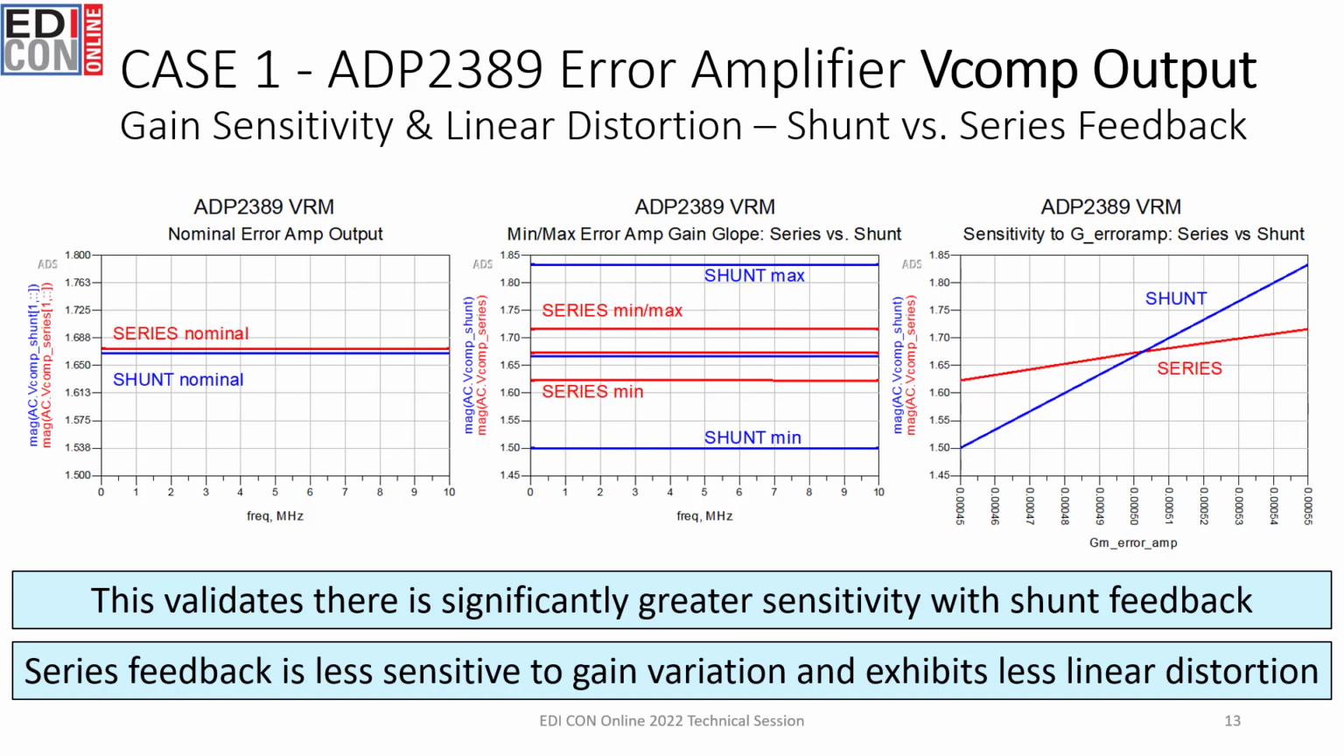Further, when we plot Vcomp output versus the error amplifier's transconductance range, we can show much less sensitivity with the series feedback network versus the shunt compensation. So this validates our math shown earlier and proves that the series feedback is less sensitive to gain variation while exhibiting less linear distortion.